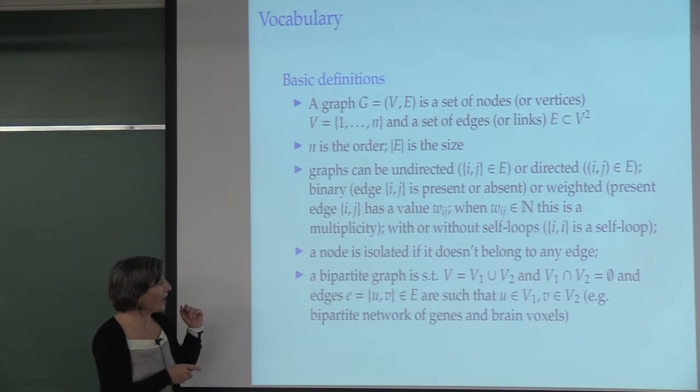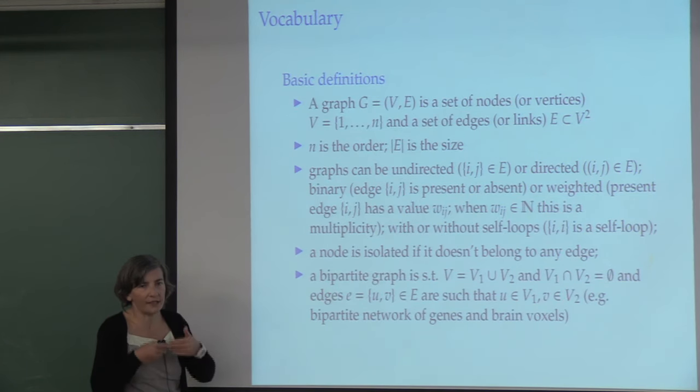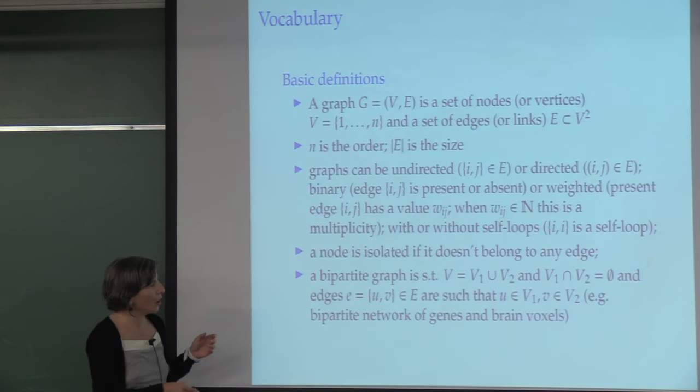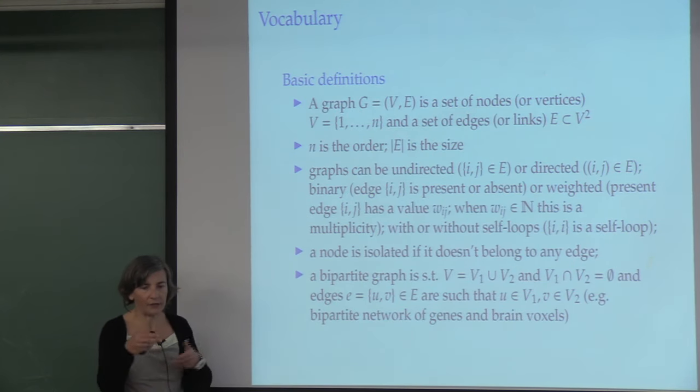Sorry for that. And a bipartite graph, we already saw one. It's just that the set of nodes is the union of V1 and V2 that have no intersection. And the edges, UV, are such that they only go from one part to the other part. And when I say they go from one part, it's not necessarily directed, but it's between nodes. It's only between nodes in the first part and nodes in the second part. You cannot have interactions within the same part.